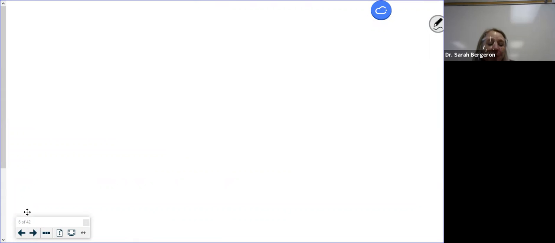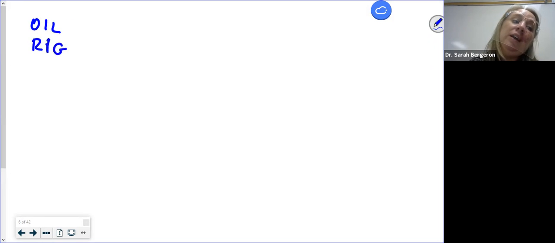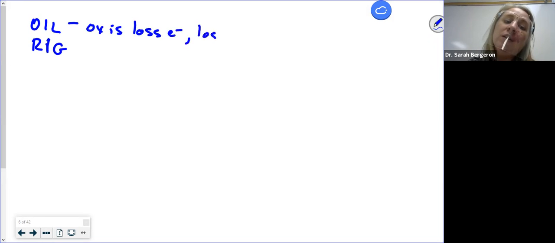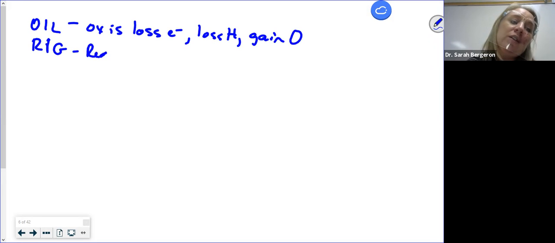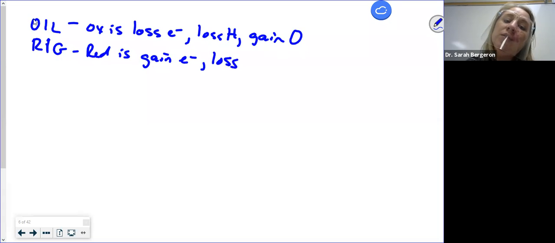Okay, so remember in the video, they said that you had electron carriers. Those electron carriers are a little bit unique. Remind me real quick, if we're talking oxidation reduction, what is oxidation? It's loss of electrons, and what else? Loss of hydrogen, gain of oxygen. Reduction is gain of electrons, loss of oxygen, gain of hydrogen.